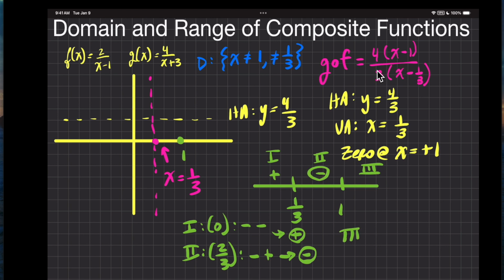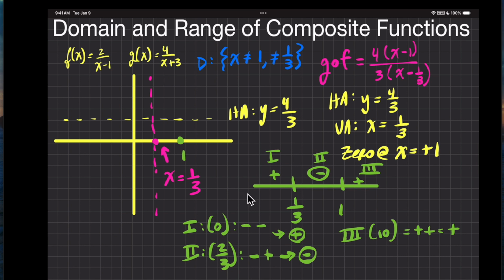And finally, in zone 3, we're going to plug in x equals 10, and we'll see that 10 minus 1 is positive. That makes the numerator positive. 10 minus 1/3 is positive. That makes the denominator positive. So the entire function will be positive in this location. Okay, so now we have some more information.